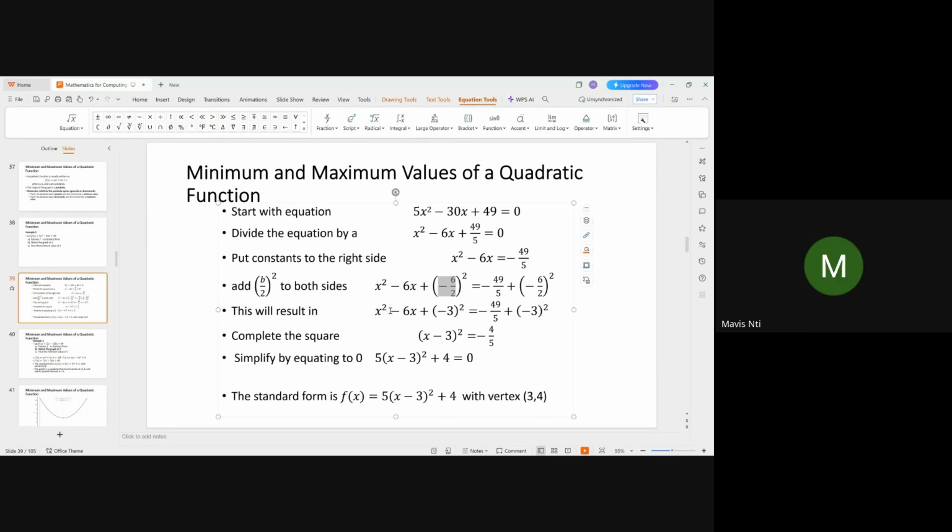We are coming from somewhere. We are completing the square. So when you have this, you add the b over 2 all squared to both sides. This is what you get. Now this 3 is as a result of simplifying just this: 6 over 2, negative 6 over 2. Yeah, we get that one. Exactly.